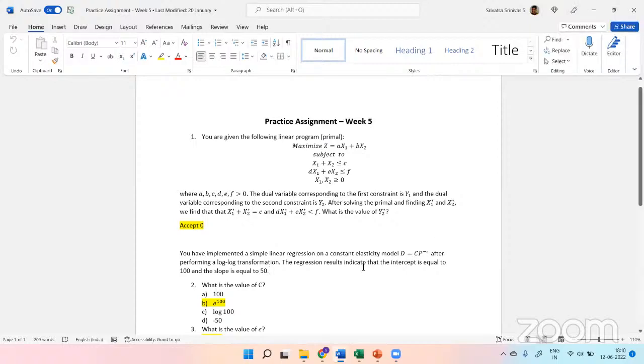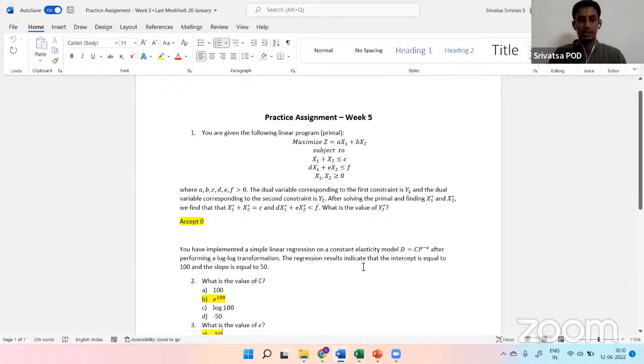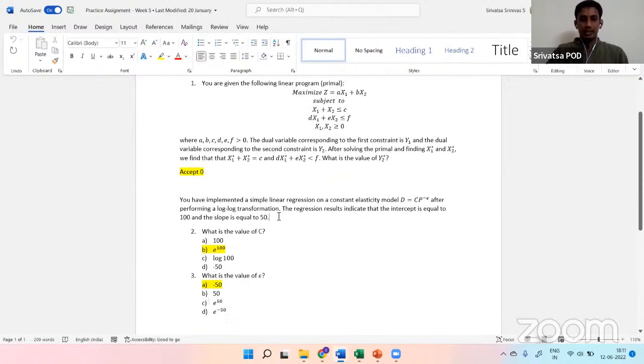Okay, so if you don't have any questions here, we can move to the subsequent question. The second question is on implementing a simple linear regression model on a constant elasticity model, where the demand is equal to C, which is constant, into price power minus epsilon. You perform this linear regression after performing a log-log transformation. The results indicate that the intercept is equal to 100 and the slope is equal to 50. Now, if this is the case, the question is to find the value of C and the value of epsilon.